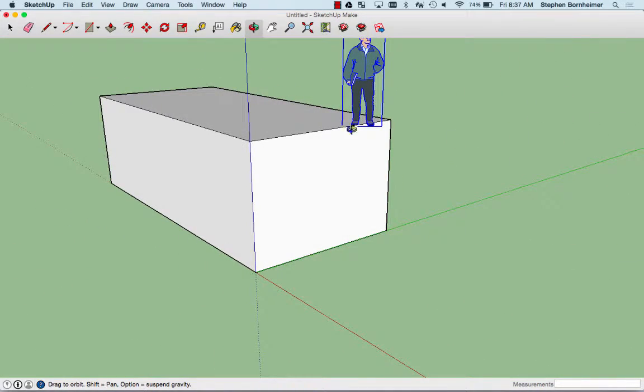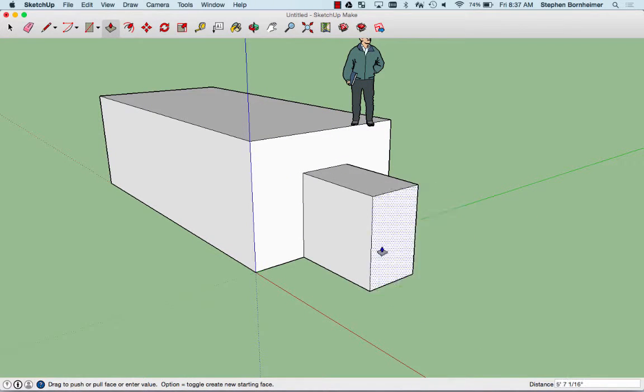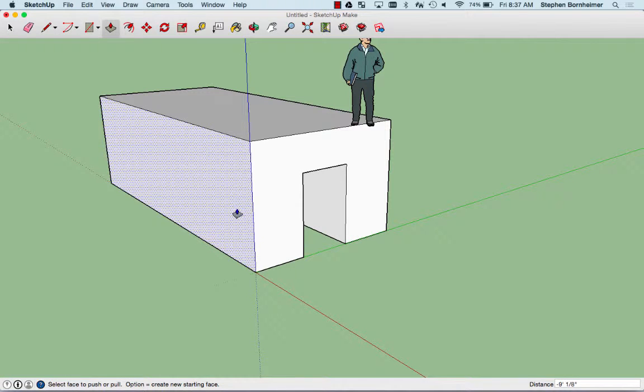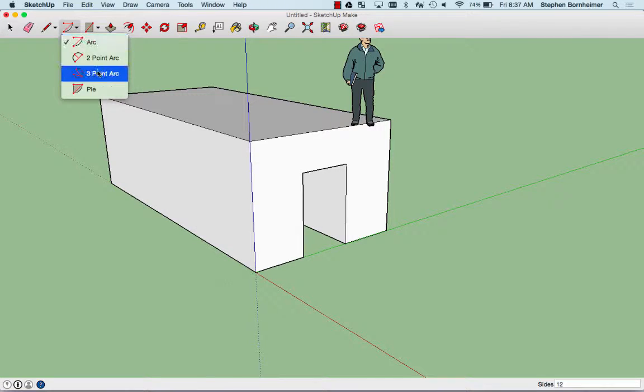Okay, but that's not all. Let's say I wanted to make a door. And now I can just take it and extend it out or in. So what you're saying is you can make this ginormous building and then you can travel inside and make a door. Yeah, something like that. Minecraft for free.